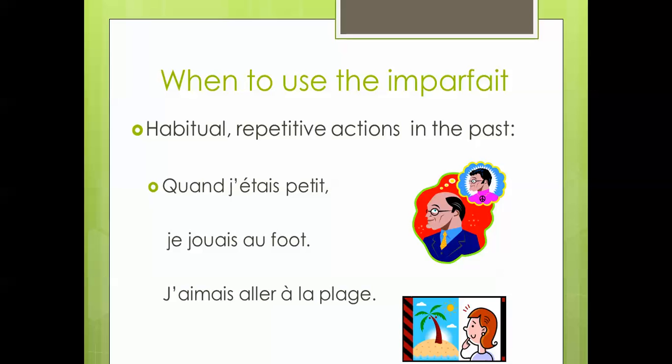Also, habitual repetitive actions in the past. I think for me, an easy way to help you to decide whether or not to use the passé composé or the imparfait is to put the words used to into the sentence. If it makes sense, you use the imparfait. If it doesn't make sense, you use the passé composé. For example, when I lived in Paris, I used to play tennis. That makes sense, so it's the imparfait. Last Saturday, I used to play tennis. That doesn't make sense, so it's the passé composé.